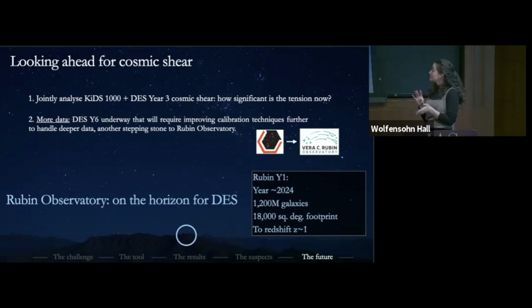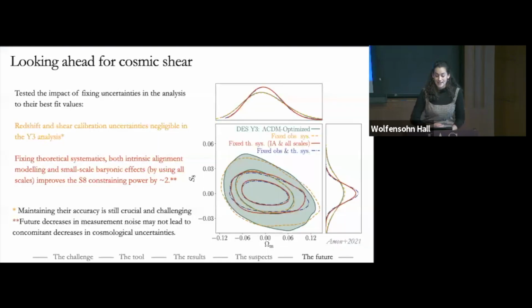So for DES, that year 6 legacy survey is our last stepping stone before Rubin, which is quite literally on the horizon for DES. This image that I keep showing is when you're standing at the Blanco telescope on Cerro Tololo, and one mountain over is Rubin under construction. So the progress that we make in DES, HSC, and KiDS is really just laying the foundation for the precision cosmology that we'll get in the next decade.